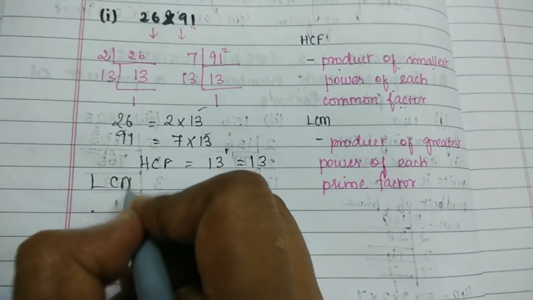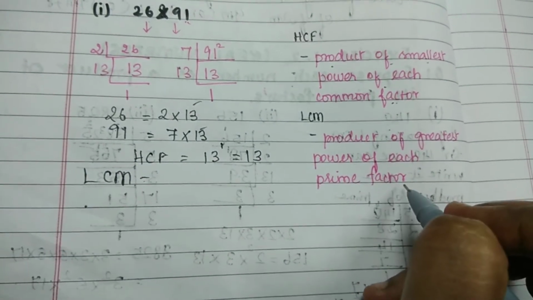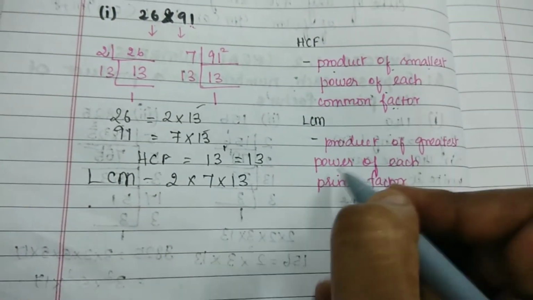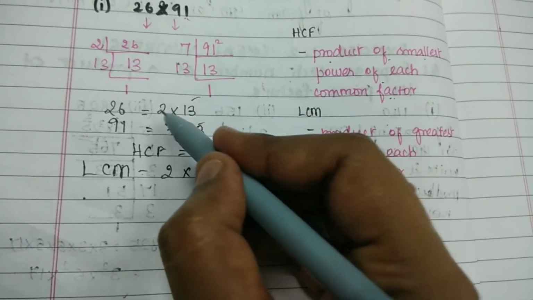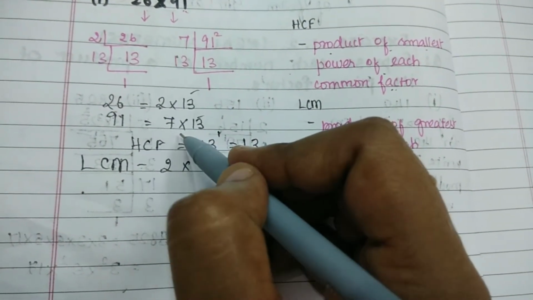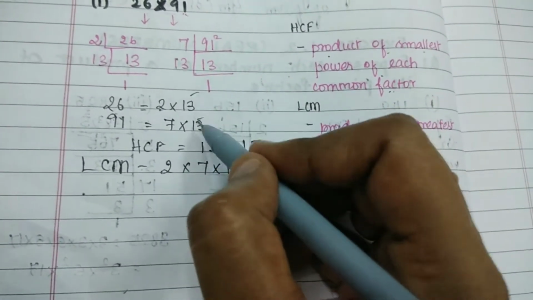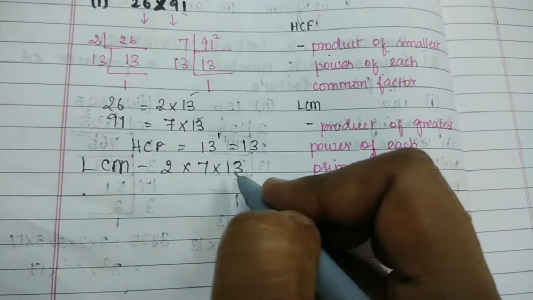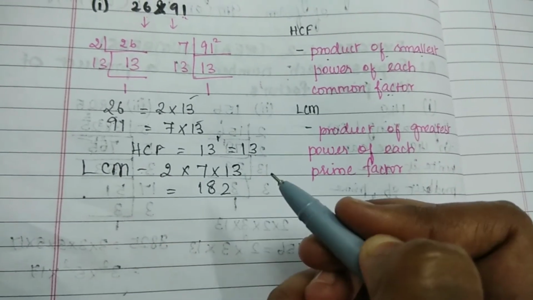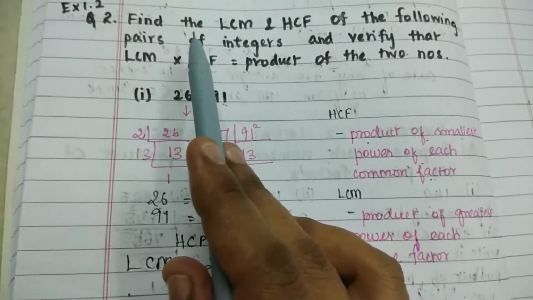So what is LCM? It is nothing but the product of the greatest power of each prime factor. You have to write each prime factor and the greatest power of each prime factor. The greatest power of 2 is 1. The greatest power of 7 is 1. The greatest power of 13 is 1. So it is a common factor, it's necessary, you can just write ones. So 14 into 13 will be 182. So now you have found the LCM and HCF. The first part of the question is completed.